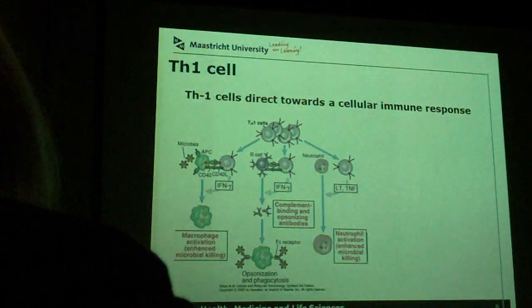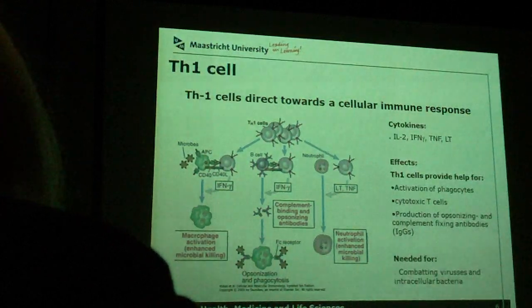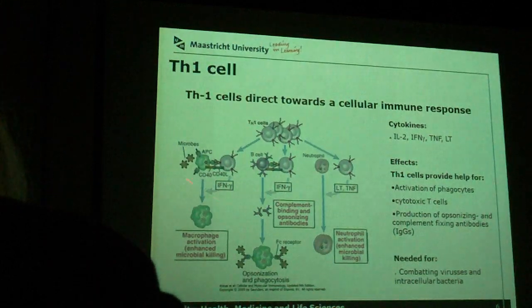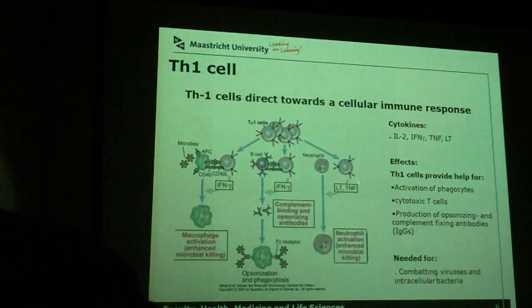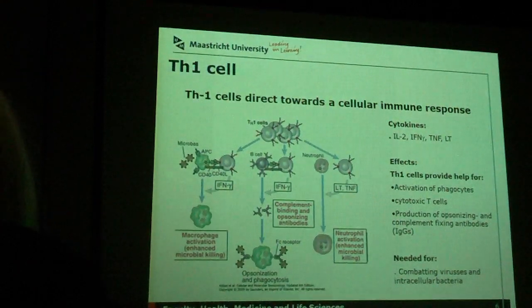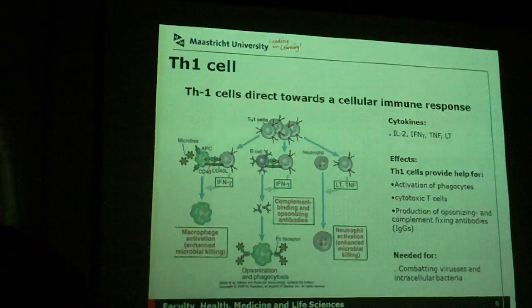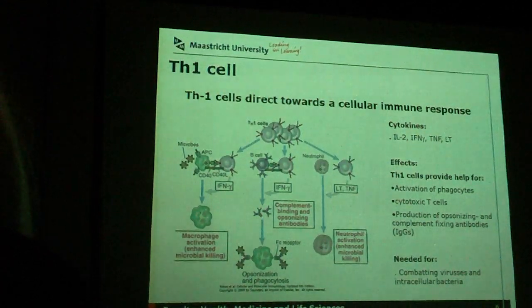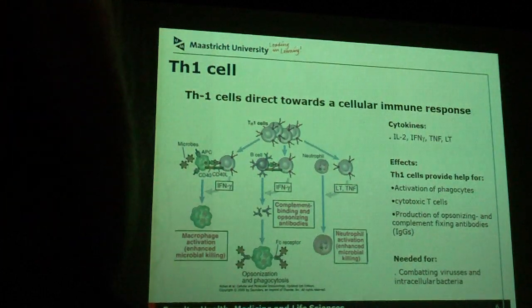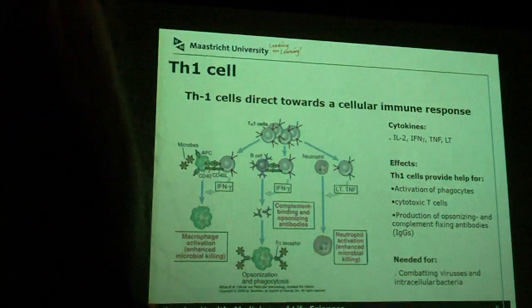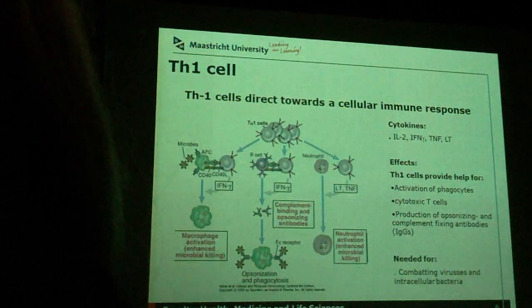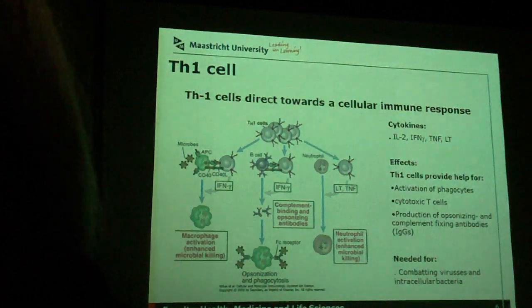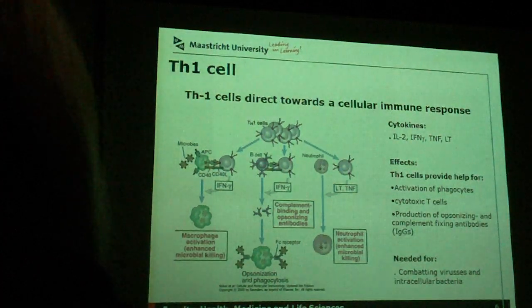What do we need to combat viruses, for example? Yeah, the cytotoxic T cells, so that's still missing here. So the Th1 cell response is characterized by interferon gamma, especially TNF. You need it for the activation of macrophages, for example, but also for the activation of cytotoxic T cells so that they can kill the infected target cell, and for the production of opsonizing and complement-fixing antibodies. That's mainly IgG antibodies, which belong to this Th1 response. And you need it for defense against viruses and other intracellular pathogens.